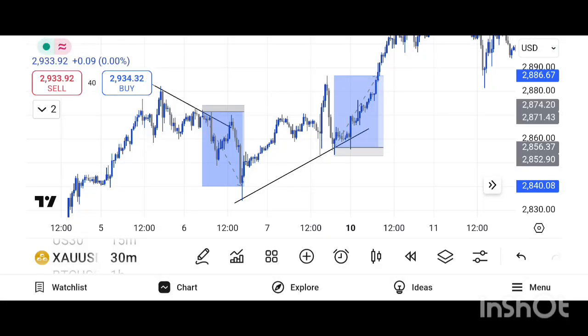This is XAU USD, gold, on the 30 minute time frame, and we are looking at two trades right now, two trend line setups, and you can see they both played out nicely to take profit. After this, I'm going to show you a trade I took on GBP USD, not BTC. So let's first of all talk about these trades.